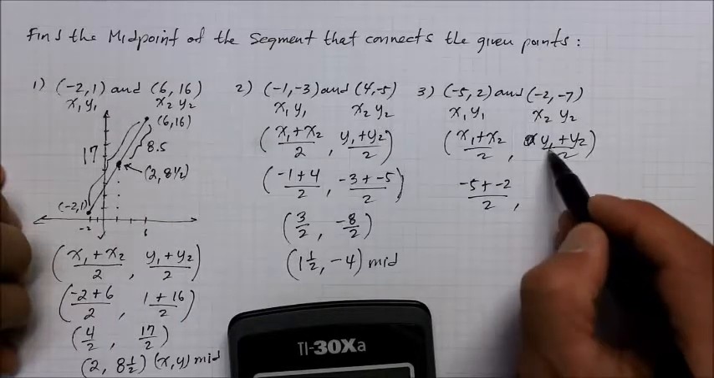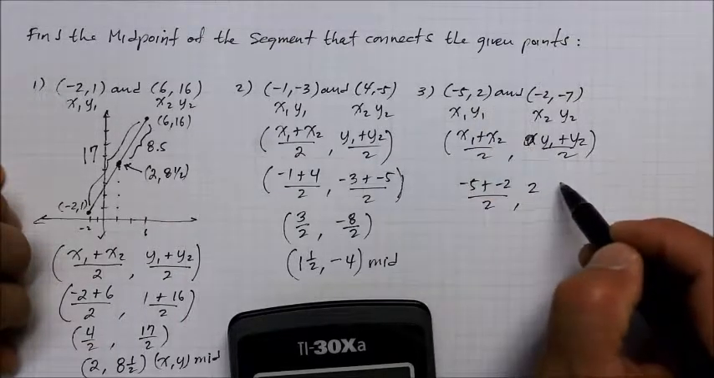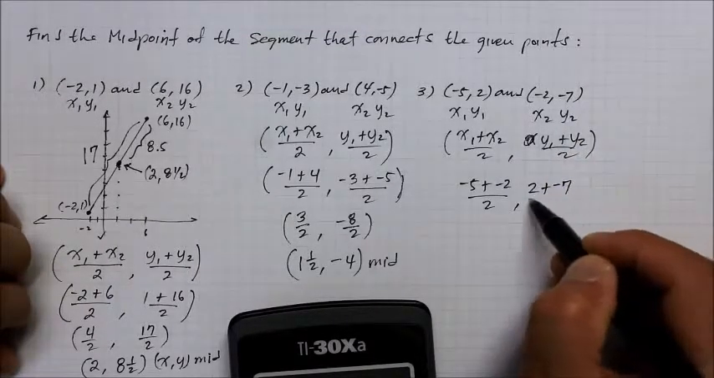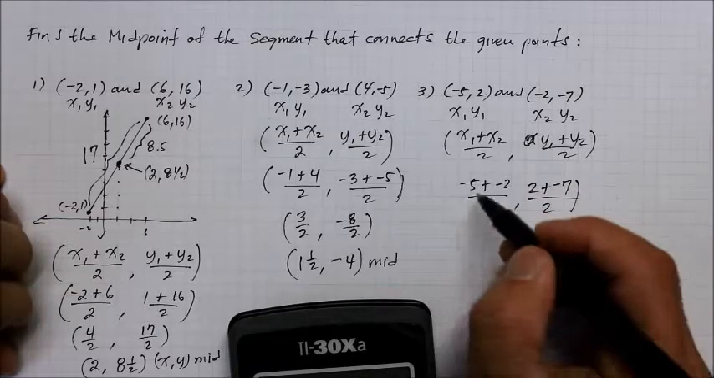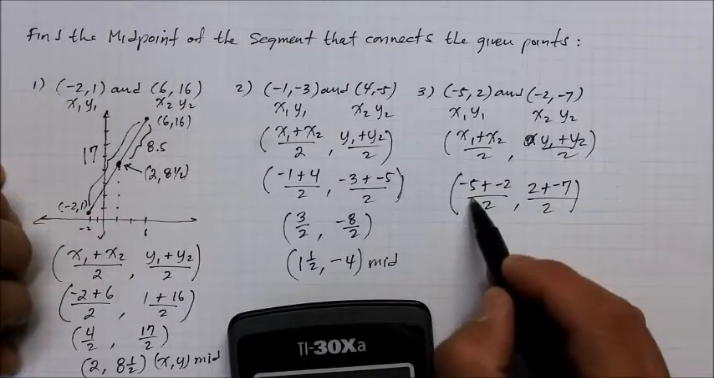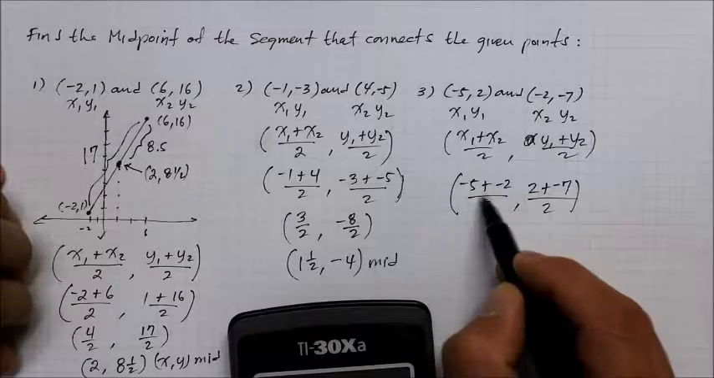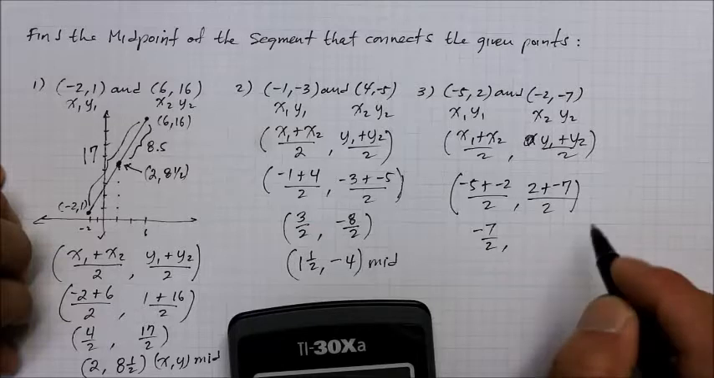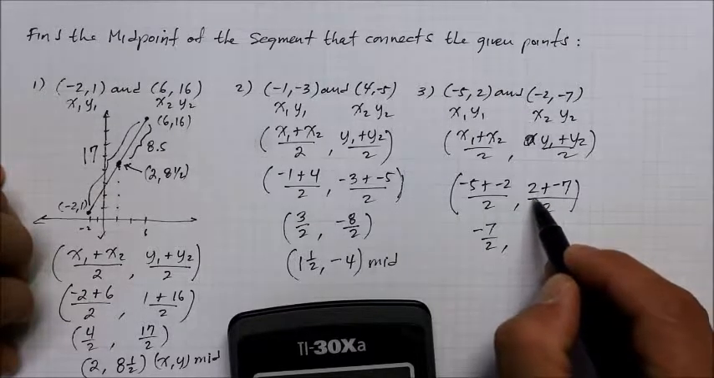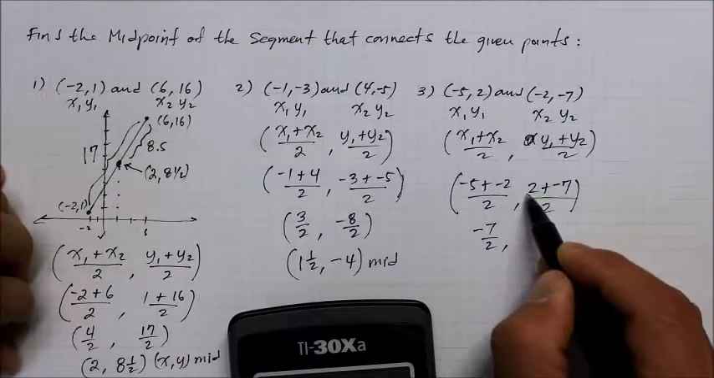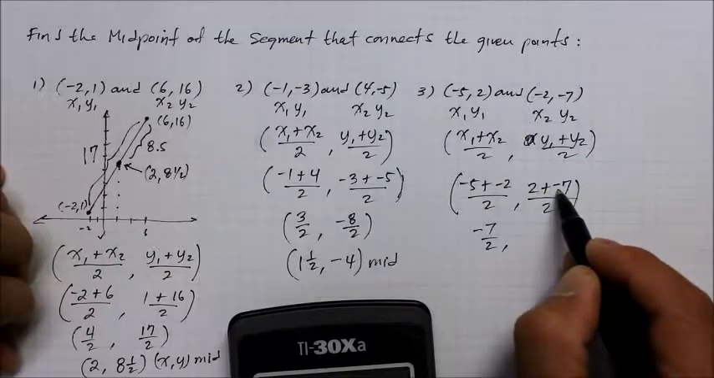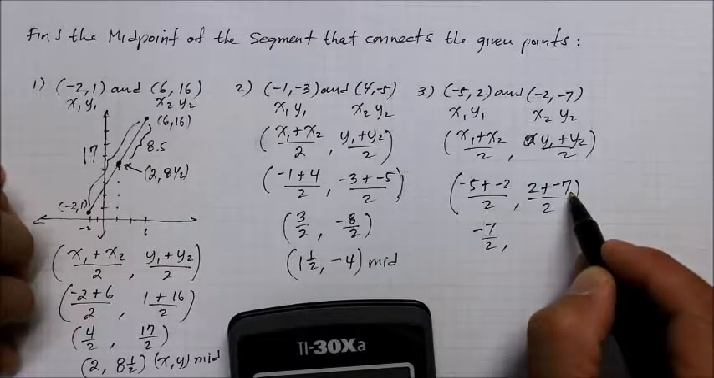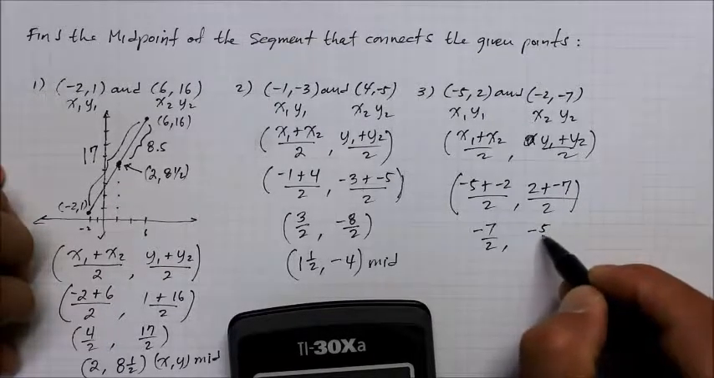Divide that by 2. Y sub 1 is 2, plus y sub 2 is negative 7. Uh-oh, be careful now. Divided by 2. Now let's evaluate. Negative 5 combined with negative 2 becomes a bigger negative, which is negative 7 over 2. And here, it's like saying you had $2 in the bank, and you were going to put in some money, but you changed your mind and took out $7 instead. What's your bank balance? Well, you took out too much, so you're going to owe the bank, negative 5 over 2.